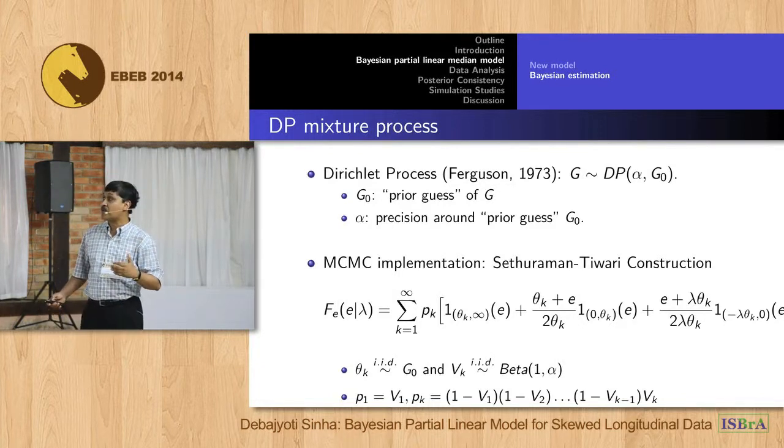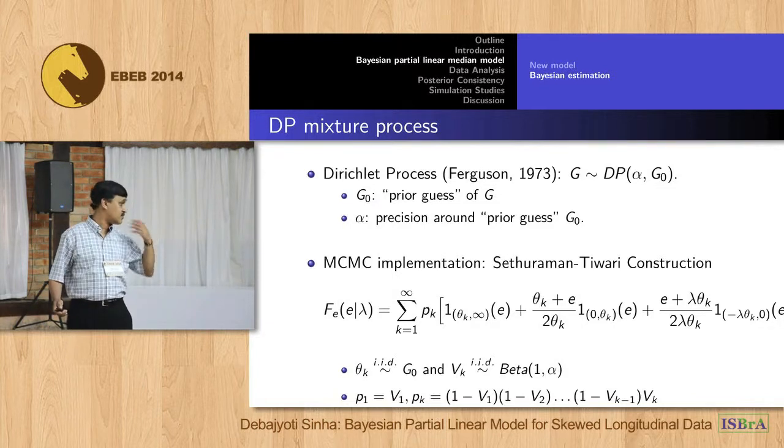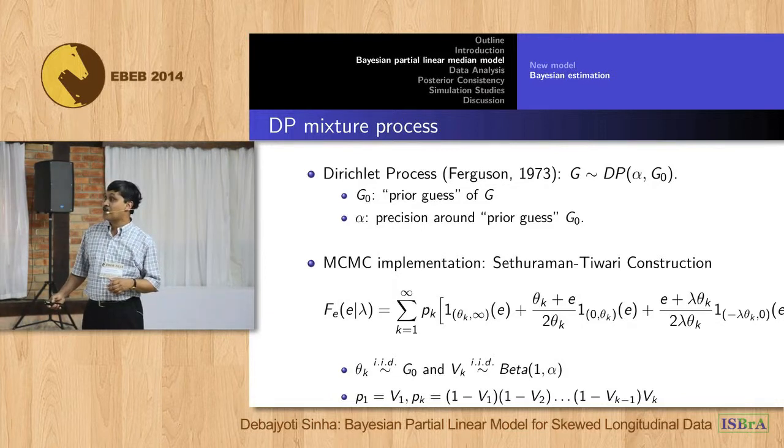So you have to somehow get this prior guess for G using the prior opinion about the response. Okay, so we will come to that. But if you have this structure, it's very easy to do an MCMC implementation. Like, you can do the Sethuraman construction.